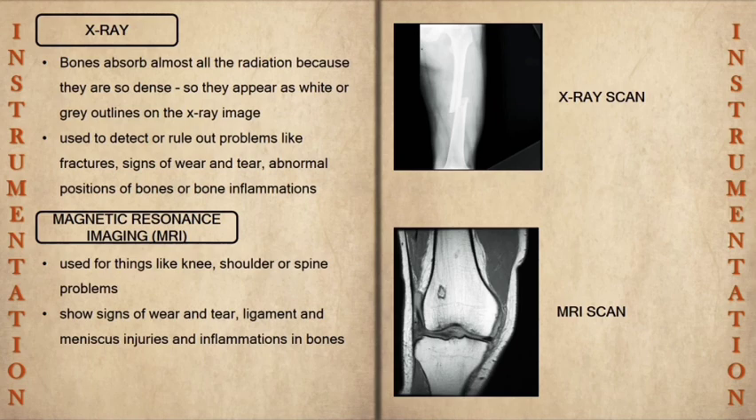The second one is magnetic resonance imaging or MRI. MRI is used for things like knee, shoulder or spine problems. It also shows signs of wear and tear, ligament and meniscus injuries and inflammation in bones. The example of X-ray and MRI scan is shown here.